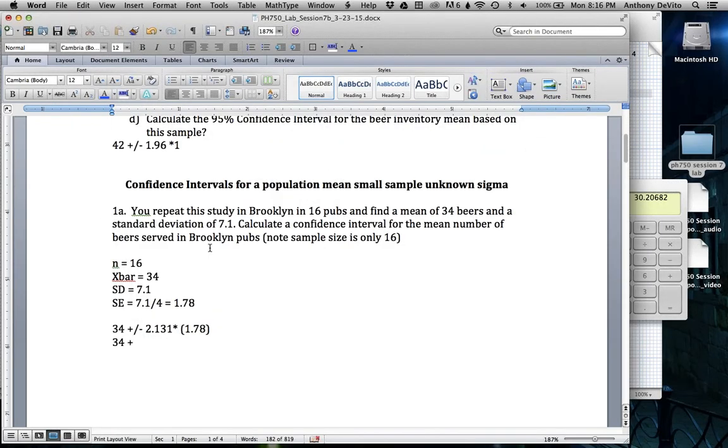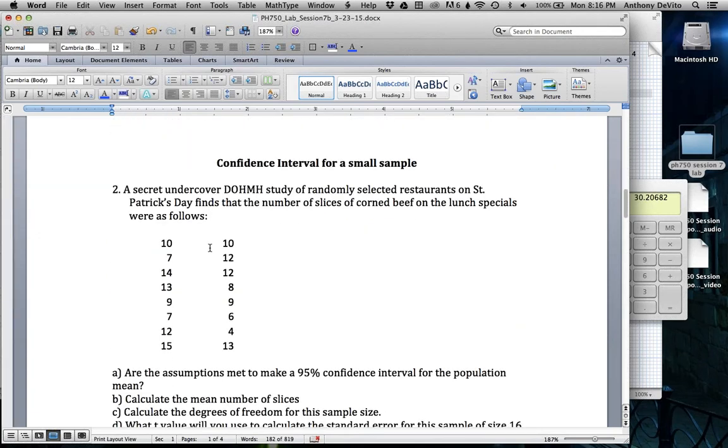It really isn't all that hard. You just have to recognize when you use the t-score and when you use the z-score, and you do the same stuff. Okay, so let's move on.